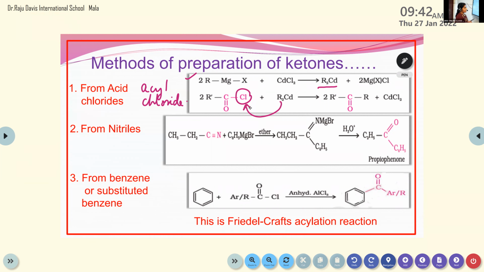R and R dash. R dash represents another alkyl group. So both the alkyl groups can be same or different. So here the reagent is dialkyl cadmium, with acid chloride. On reaction with dialkyl cadmium, respective ketones will be obtained. So the first step is the preparation of dialkyl cadmium, by Grignard reagent and cadmium chloride. Clear? This is clear, children? First method.